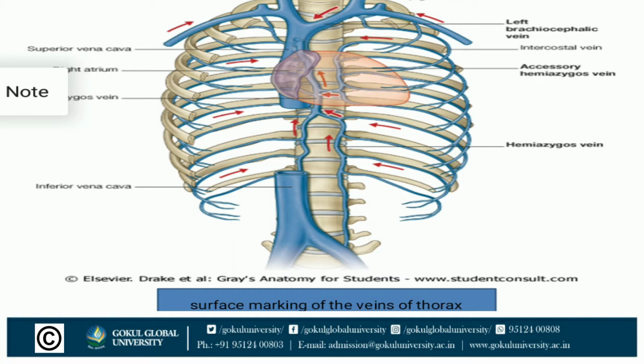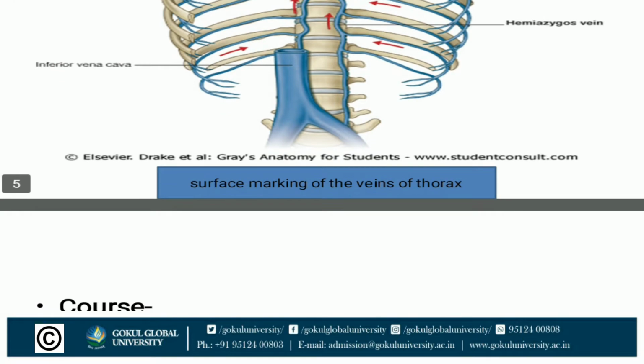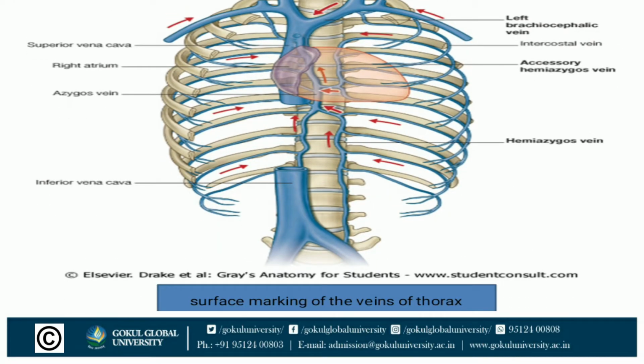Now we will discuss regarding its course. It is approximately 7 cm long. It begins behind the lower border of the sternal end of the first right costal cartilage, pierces the pericardium opposite the second right costal cartilage, and terminates by opening into the upper part of the right atrium behind the right costal cartilage, and it has no valves.